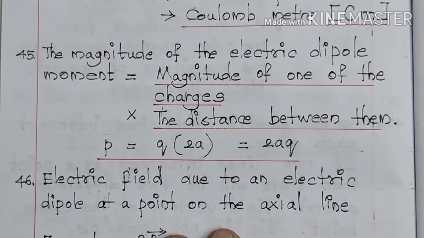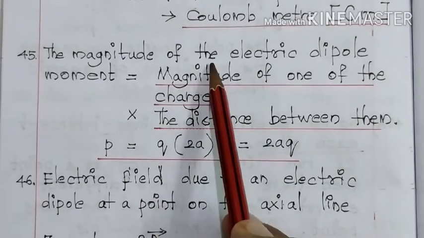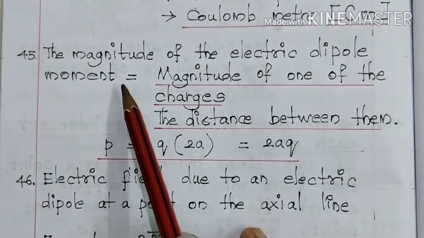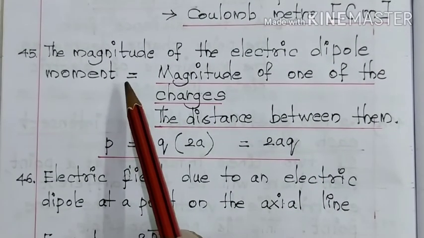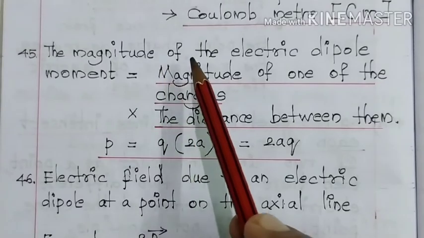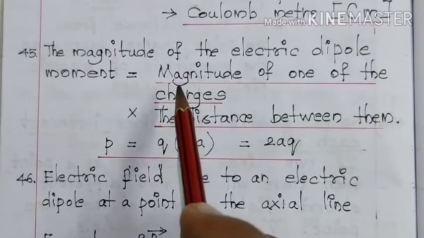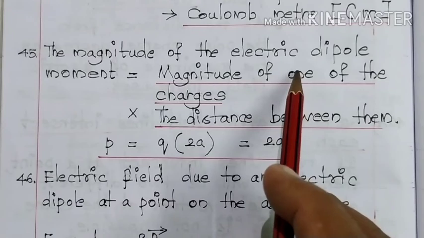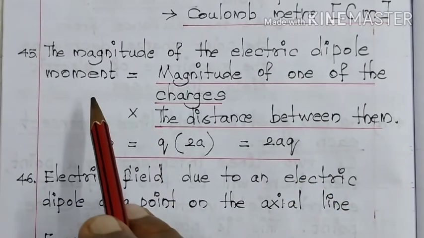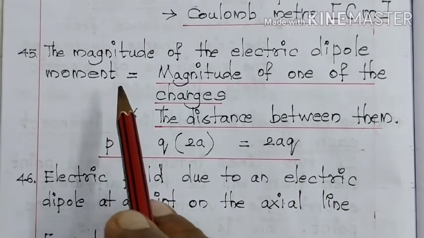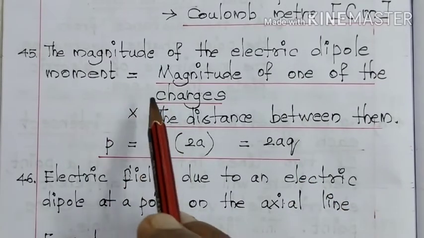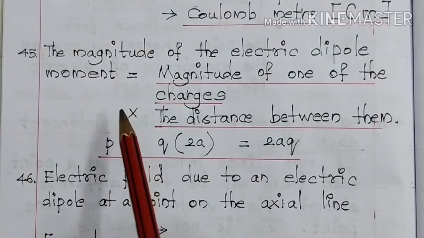Next point, the magnitude of the electric dipole moment. In other words, how do we calculate the magnitude of the electric dipole moment? We have already learned that a dipole is nothing but two opposite charges which are separated by a small distance 2a.